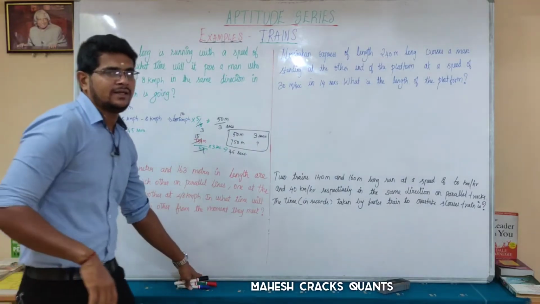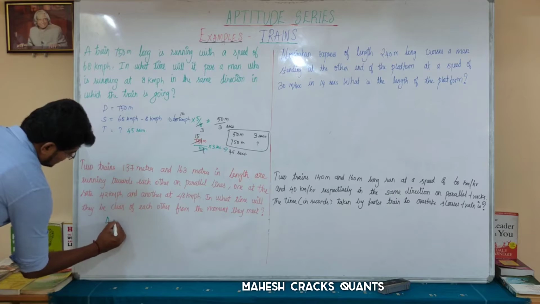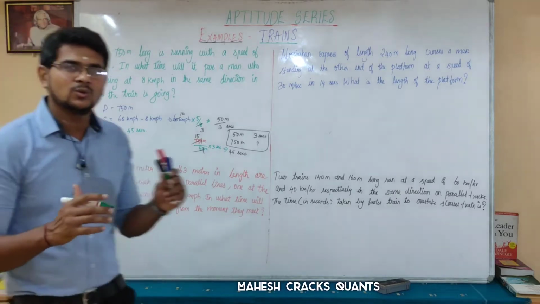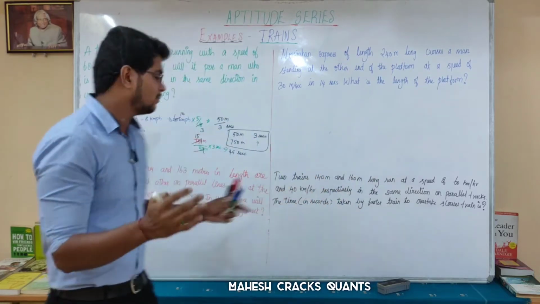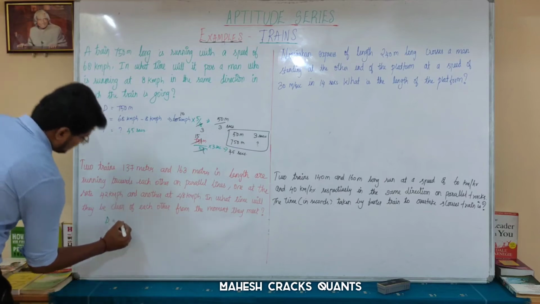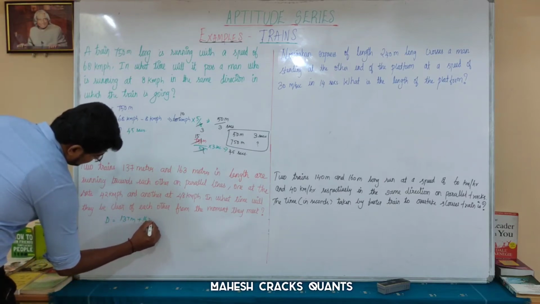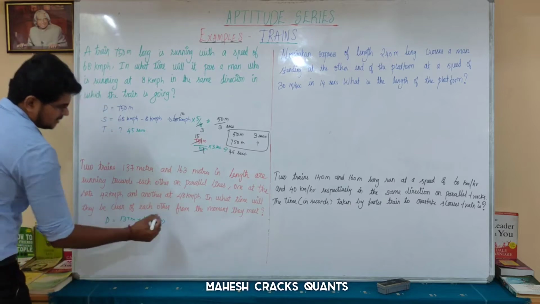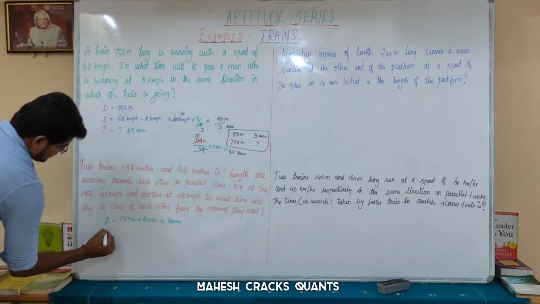So here, take it down. What are the values given? First thing, distance. What is the distance to be covered here? Two trains, so you have to consider both objects' lengths. Both are material. So 137 meter plus 163 meter. What is the total? Total is 300 meter. So the distance to be covered is 300 meter.